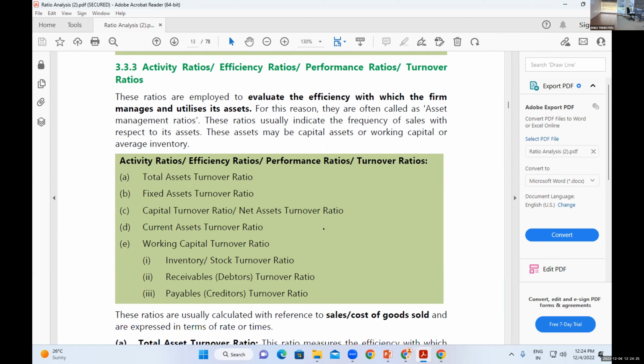So next, third category is activity ratios or efficiency ratios. Under this, we have 5 subcategories. Coverage ratios. Simple. Coverage ratio means how much your profit is going to cover the fixed interest charges. You are comparing your fixed interest charge with profit. You cannot expect a question, but it is there in the PDF. You can refer later.